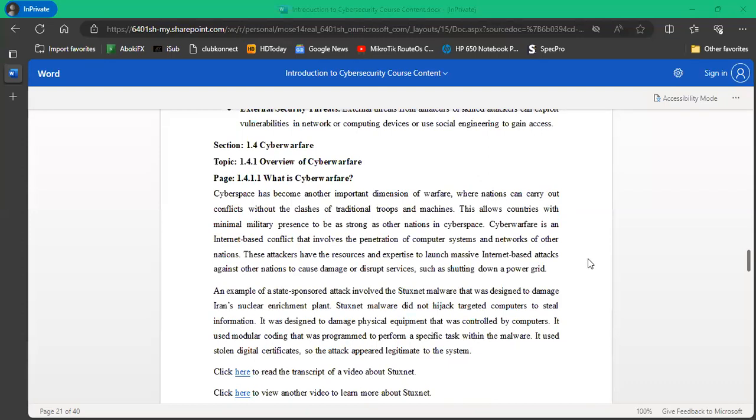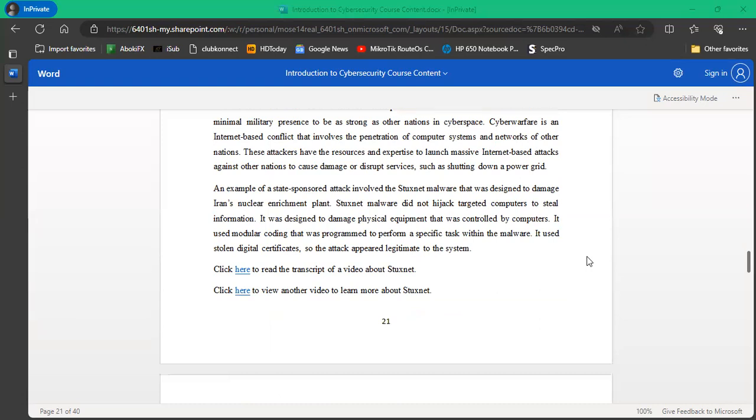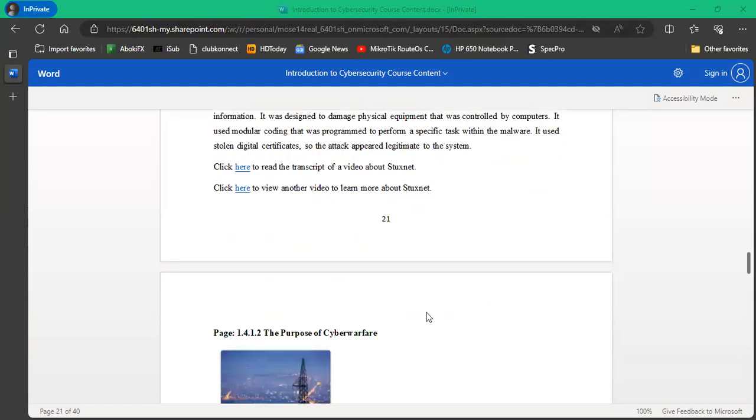Now, cyber warfare. Cyberspace has become another important dimension of warfare, where nations carry out conflicts without the clashes of traditional troops and machines. This allows countries with minimal military presence to be as strong as other nations in cyberspace. For example, a state-sponsored attack involved stealthy malware that was designed to damage Iran's nuclear enrichment plant. So these are examples of cyber warfare, the state-sponsored attacks. You can read the script of a video from Stuxnet, and also we can check some other information that I've listed there.